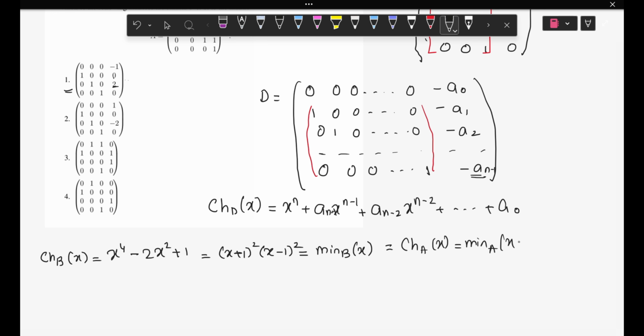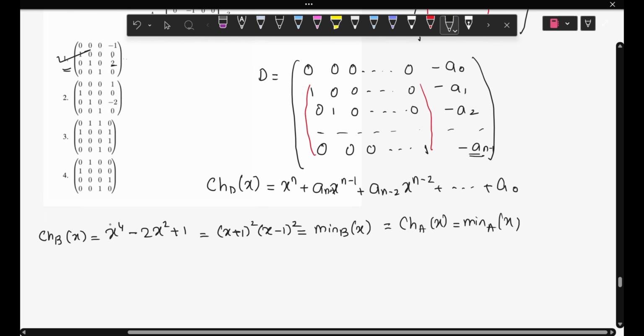So A is similar to the matrix B. So option 1 is correct. Now let's talk about option 2. For option 2, see, option 2 is again a companion matrix.